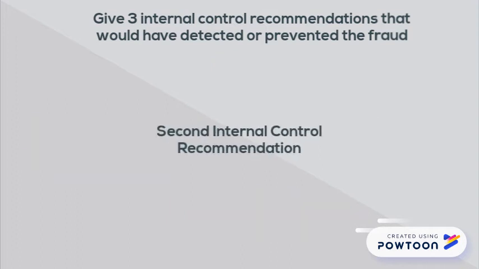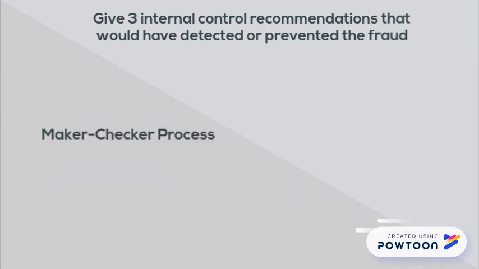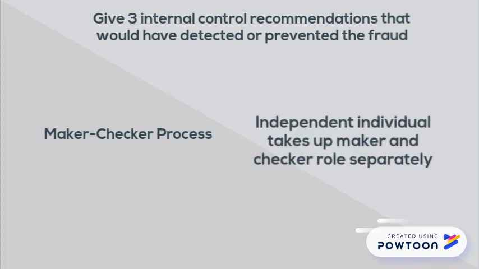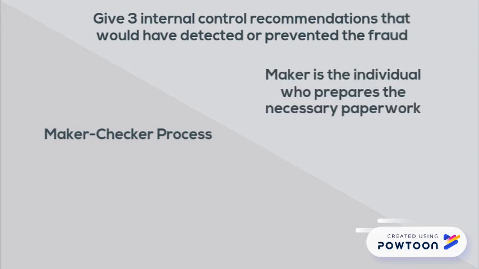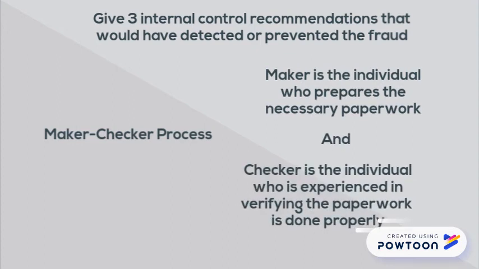Second internal control recommendations. Maker-checker process. Independent individual takes a maker and checker role separately. Maker is the individual who prepares the necessary paperwork. And checker is the individual who is experienced in verifying the paperwork is done properly.